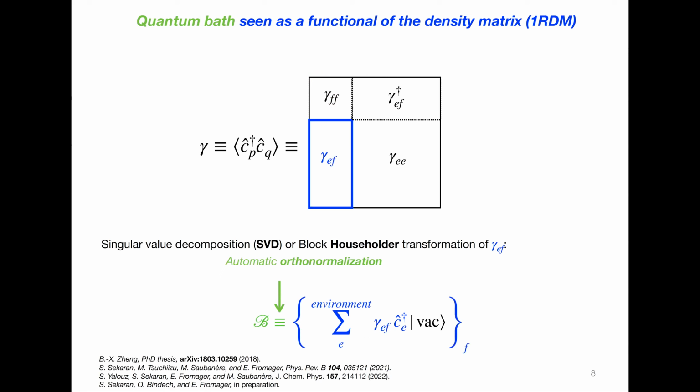Of course, if you do that, you don't get an orthonormal basis. So usually what people do is use a singular value decomposition of this environment-fragment block to get automatically an orthonormalized quantum bath. You can also use, and that's what we did recently, a so-called Householder transformation, but at the end, the bath is exactly the same. So this is essentially how, from the density matrix of the full system, you can design this quantum bath.